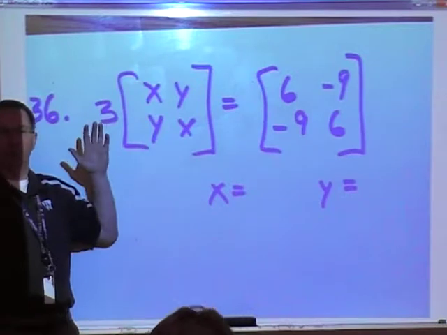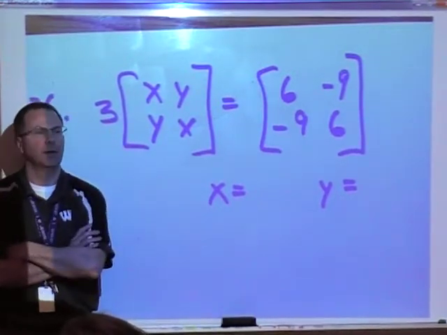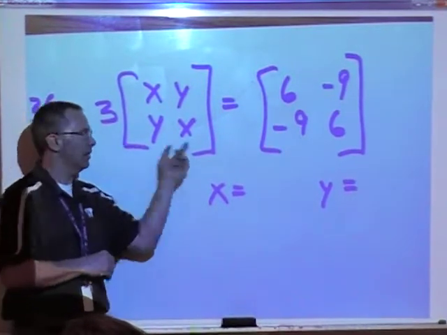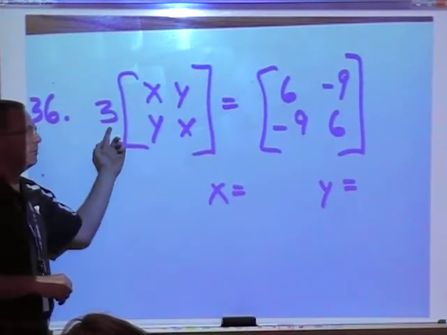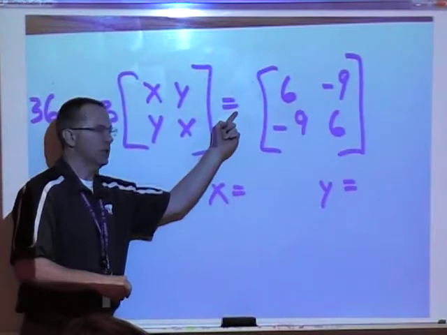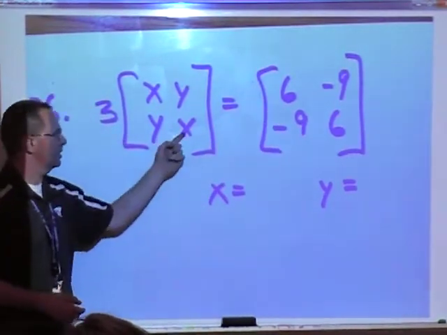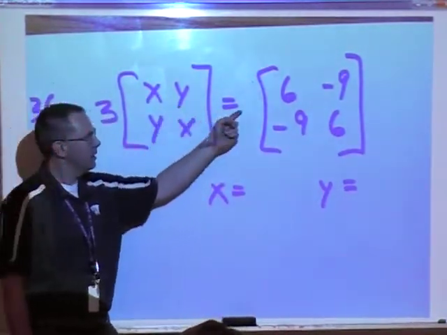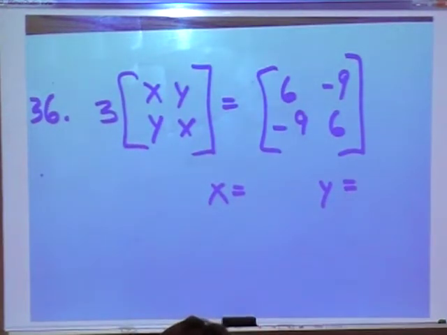First of all, what would you do when you see the 3 out in front here? Distribute, you could divide everything by 3 over there, that'd be fine. But if you distribute, 3 times x should equal 6. So what's x? 2. Well, let's check the other one. 3 times x is 6, so x equals 2. 3 times y equals -9. So what's y? -3.